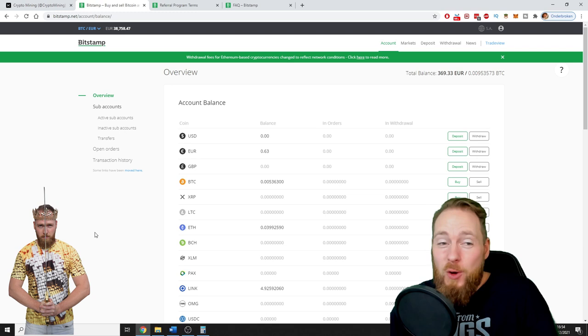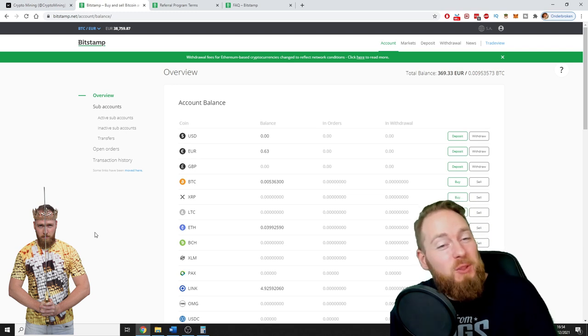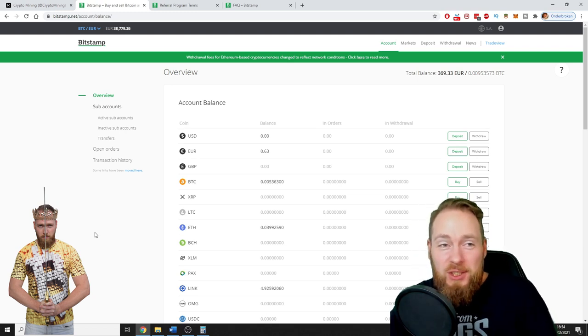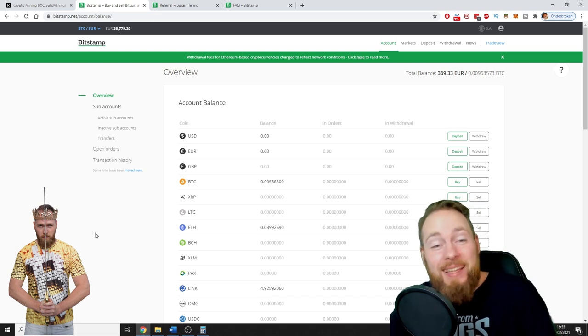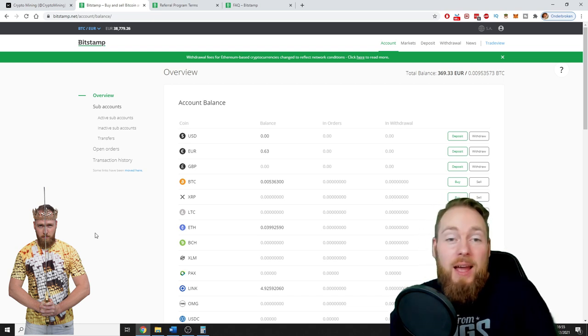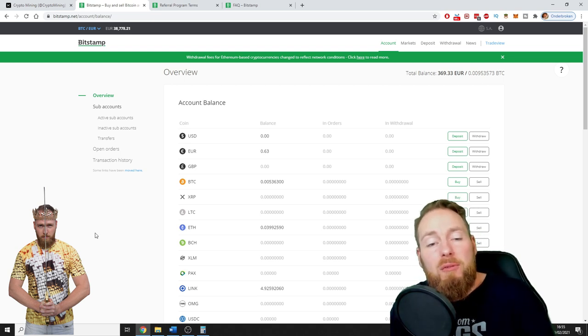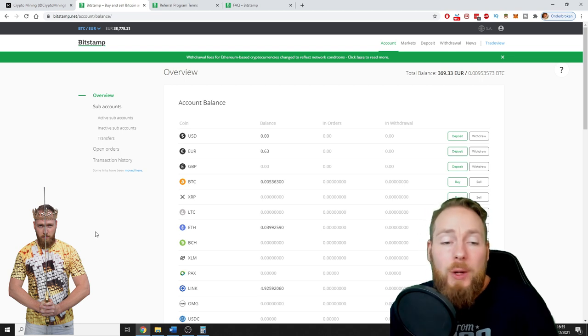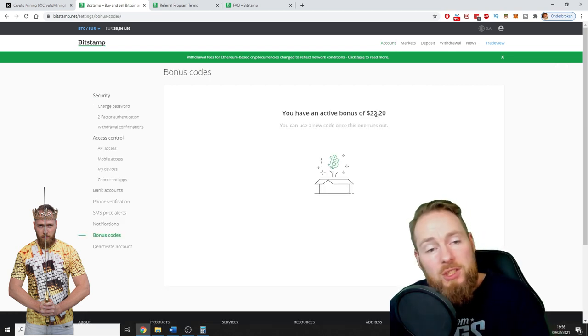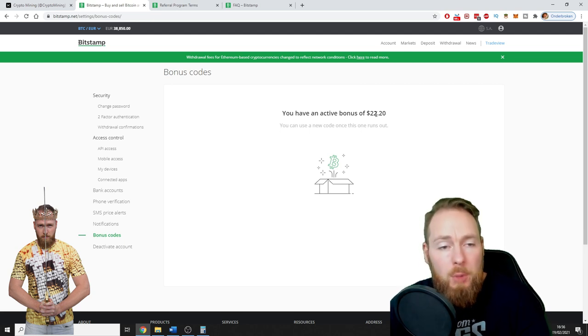Guys, it is so simple. The only thing you have to do is register on Bitstamp with my link. Of course, if you haven't got a Bitstamp account yet, then you can register with my link and you will receive $50 of trading bonus. So when you register with my link on Bitstamp, you will receive a $50 trading bonus.